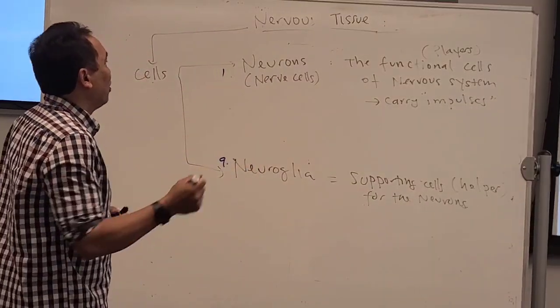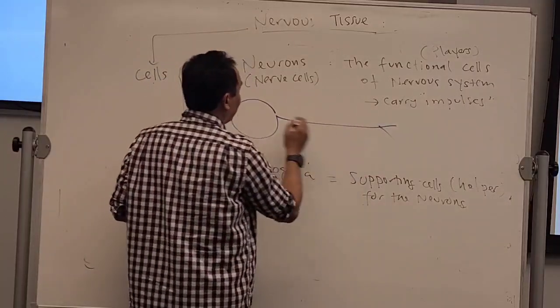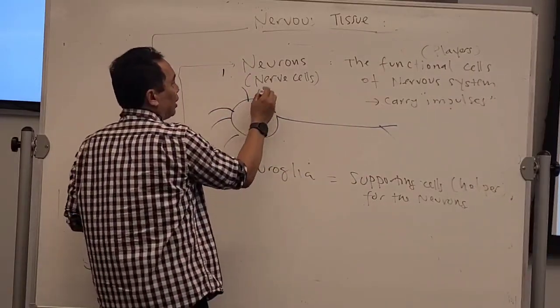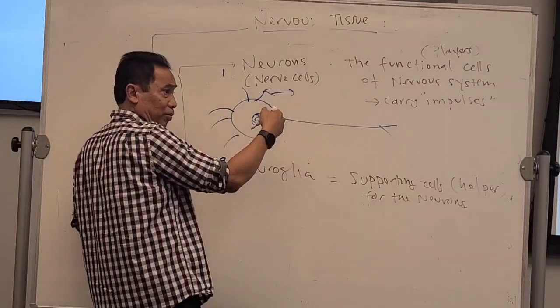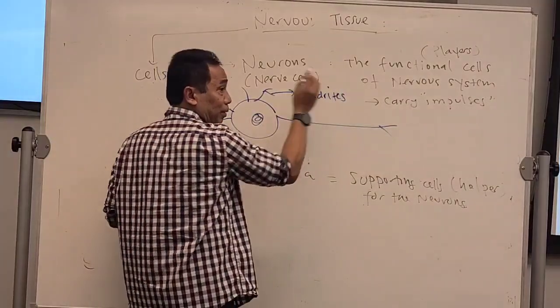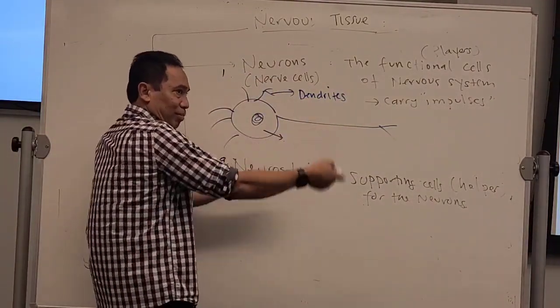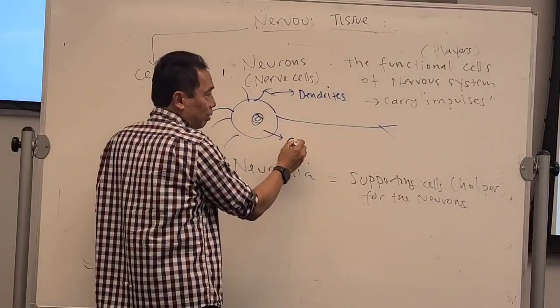Okay. Now the neuron is very special. It has a shape like this. This is the general shape. It has three main parts. The first one, the one that sends information, is called the dendrite, right? The second one is the one that processes, called the soma or cell body.